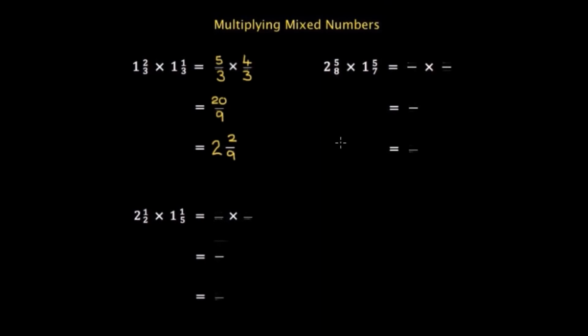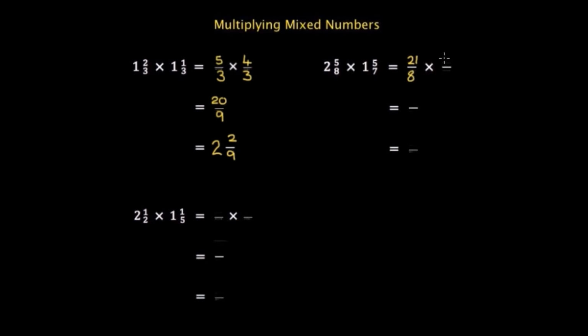The next one is a little bit more difficult. We have 2 5/8. To change that to an improper fraction, we say that 2 times 8 is 16. 16 plus the top, which is 5. 16 plus 5 is 21. So we have 21 on the top, 8 on the bottom.